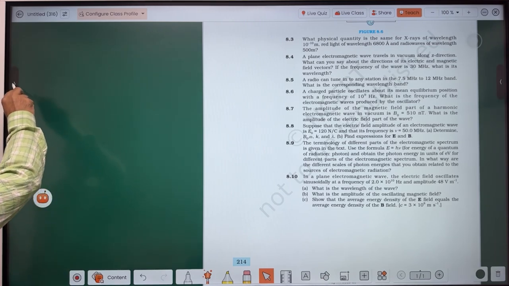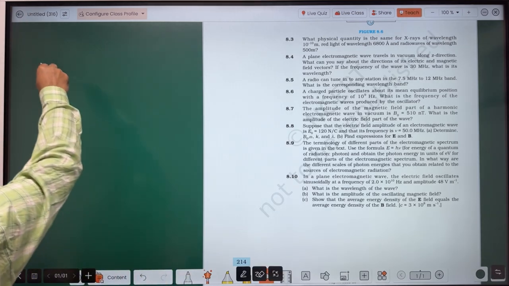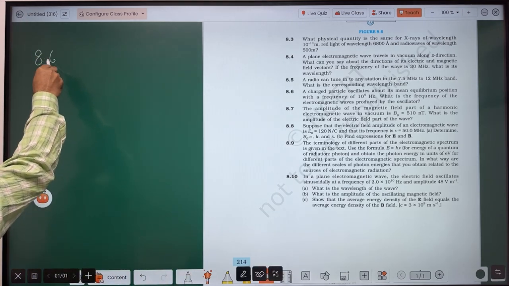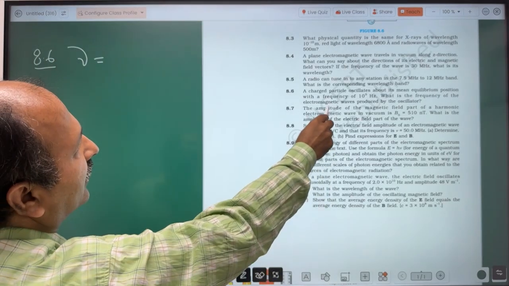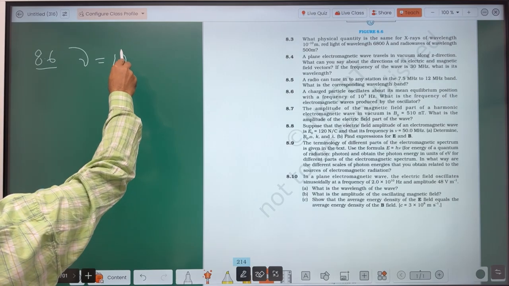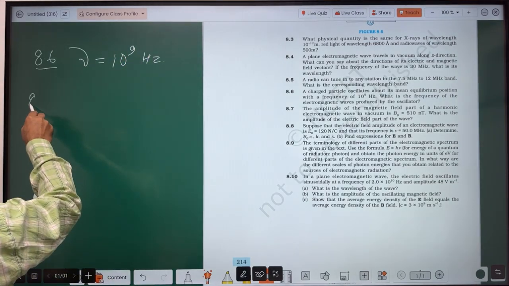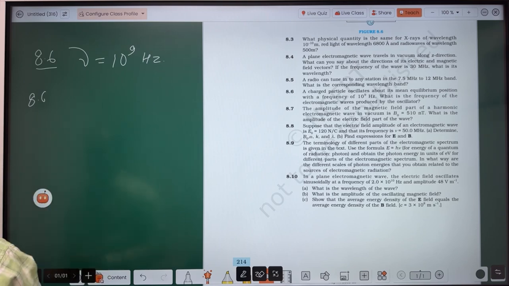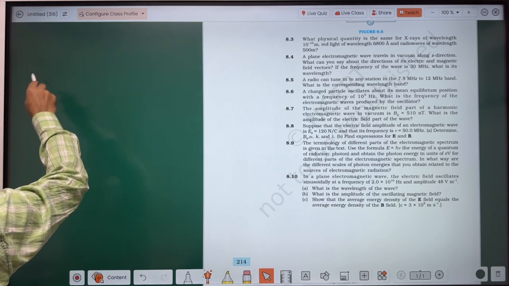So the answer to this question, question number 8.6, is that frequency nu will be 10 power 9 hertz. Question number 8.7.